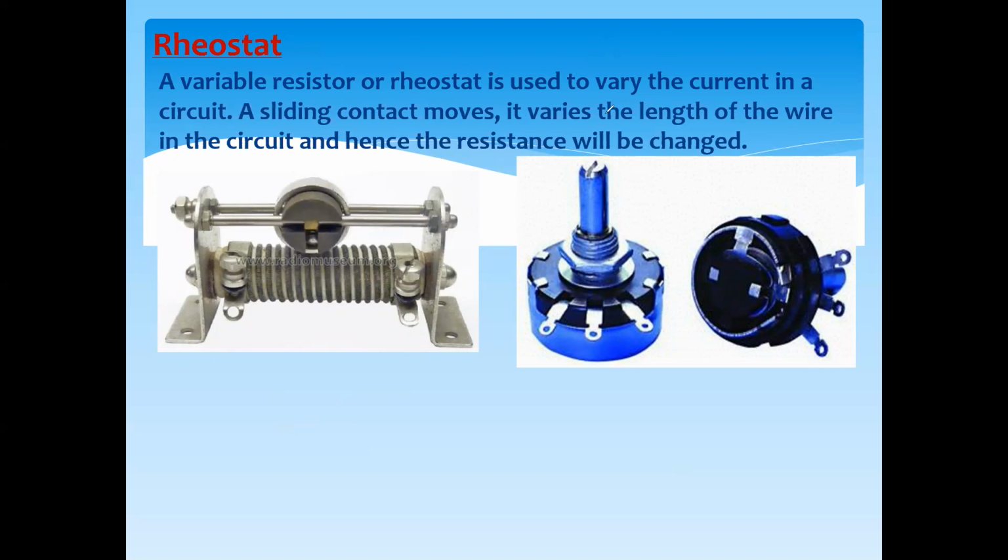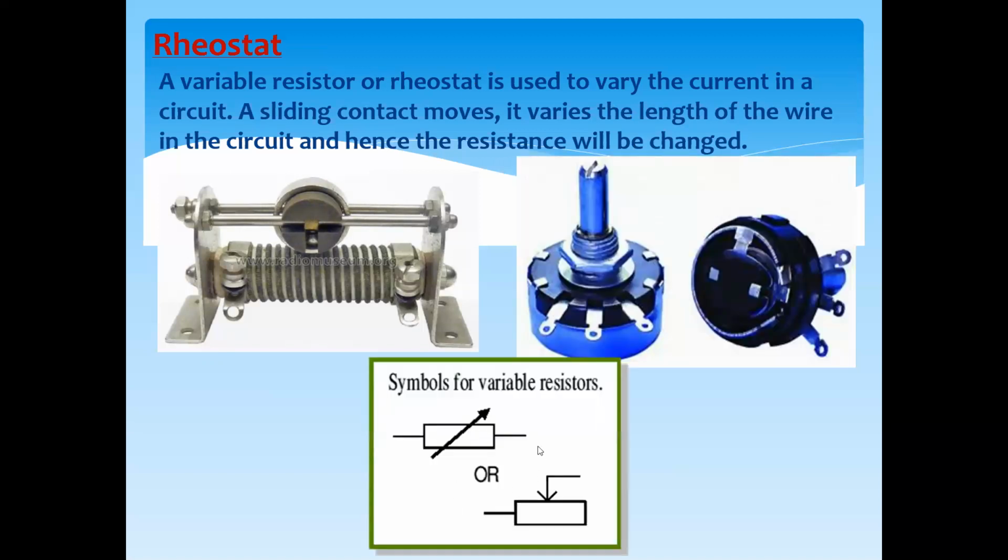If our main purpose is to change the current, we call the variable resistor a rheostat. If our main purpose is to divide the voltage, we call that a potential divider. So a variable resistor can be used as a rheostat, and it can be used as a potential divider. Here it is about the rheostat, in which the main focus is to change the current. These are the circuit symbols for a variable resistor.